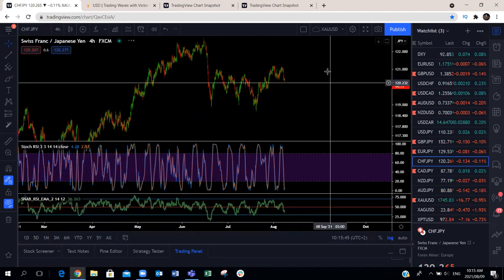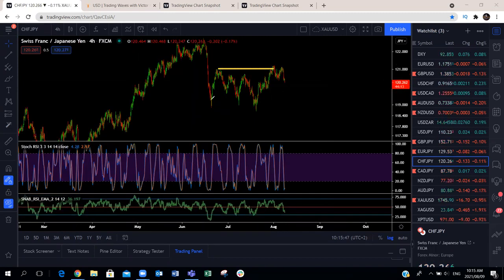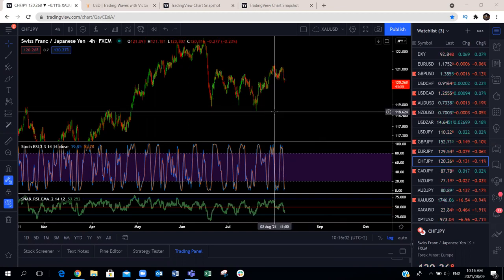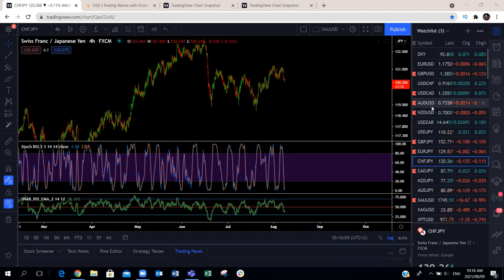Right, US dollar yen. US dollar yen has tagged this top here, making a regular flat. So we expect this to continue to the downside, at least back to 118. We should see chief yen moving down to around 118 area. This is where we expect chief yen to go to.